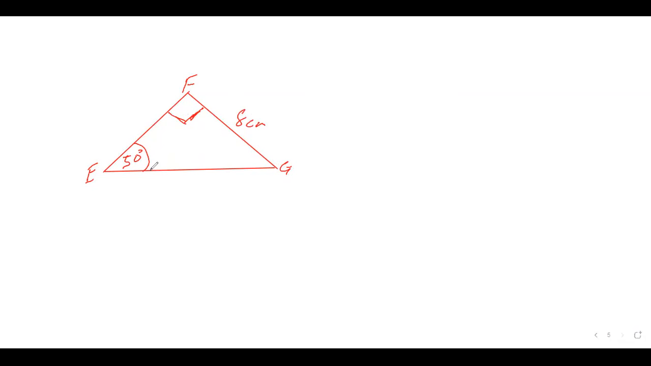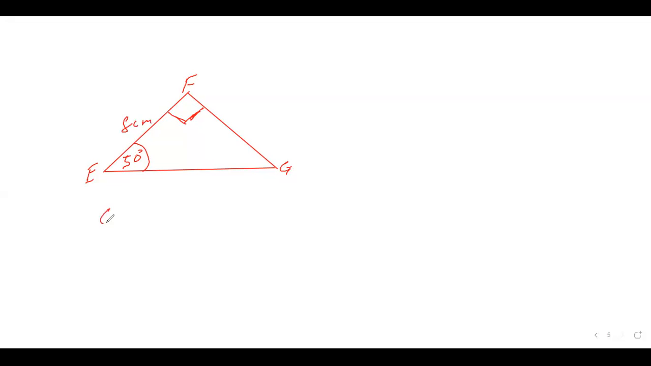Let me just put it this way here. Not always will they make it a nice right angle for you, but watch this. They could also do this. Then they'll put here, let's say, 50 degrees. Then here would be F and G, and they can give me this side, let's say 8 centimeters.